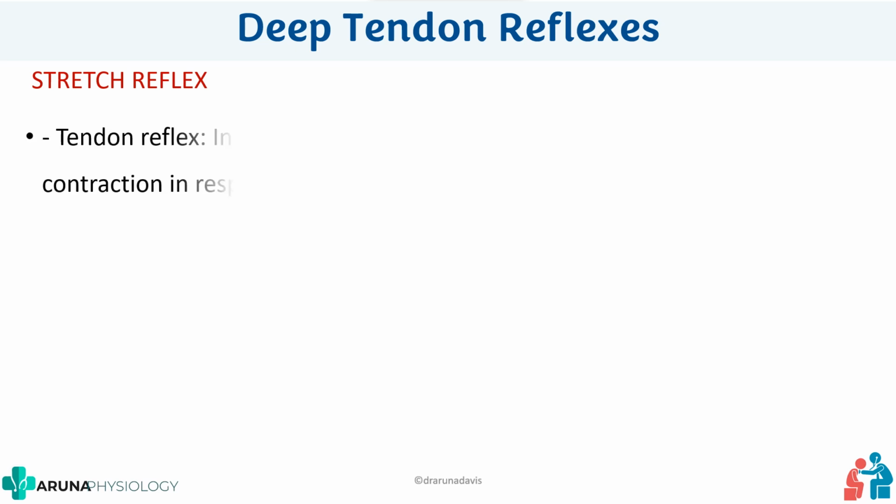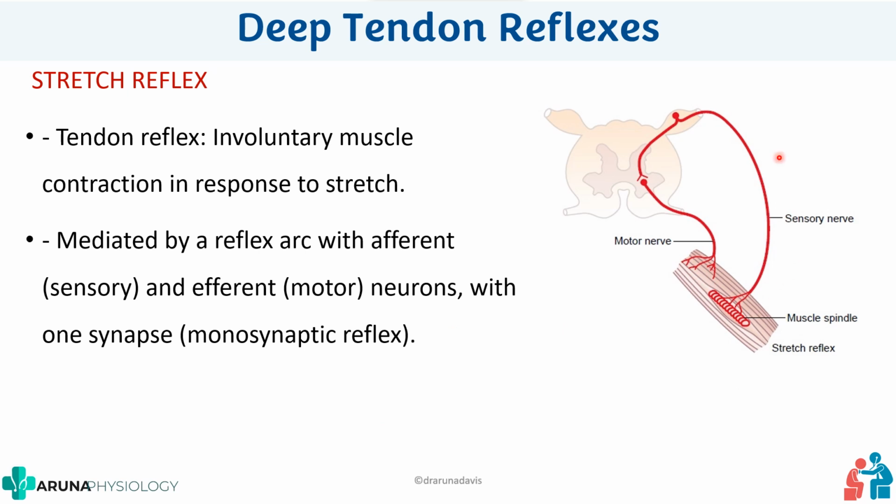What was stretch reflex? Stretch reflex is basically this arc here. Whenever we stretch a tendon, what will happen? That stretch will be recognized by the muscle spindle which is present inside the muscle. This stretch of the muscle spindle will be sensed by the sensory nerve and will reach the spinal cord. And from there, through the motor nerve, it is going to cause the reflex contraction of the muscle. So this arc is the cause for stretch reflex. Stretch reflex is basically an involuntary muscle contraction response to stretch. So this is the pathway.